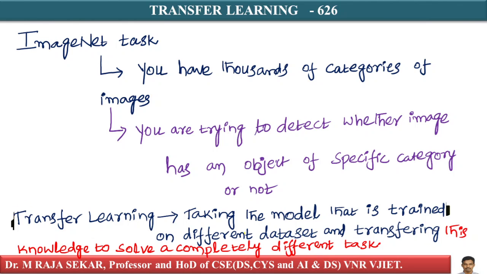This is called transfer learning, because you are taking the model that is trained on a different data set, and you are transferring this knowledge to solve a completely different task, a completely different task, which means distinguishing dogs versus cats.